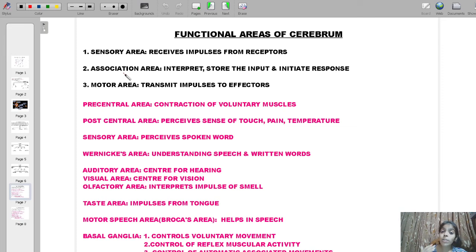After the response is generated, it should be elicited. That will be done by the motor area. So there are three areas in the lobes of the brain: sensory, association and motor. Let us go back to the picture.